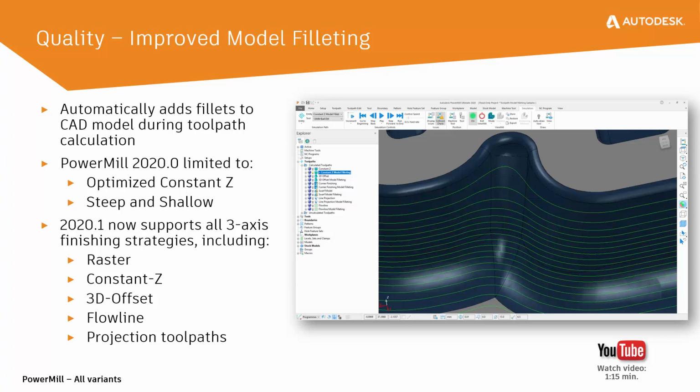But the 2020.1 release now relaxes this limitation and allows the model filleting functionality to be applied to all 3-axis finishing strategies. So that includes raster, constant Z, 3D offset, flowline, all of the projected toolpaths and more. So obviously the key benefits here are you get that protection of the cutting tool, minimises the likelihood of tool breakages, it eases off on the tool wear for a broader range of machining strategies. And this functionality is applicable to all variants of Powermill, so that's standard, premium and ultimate.